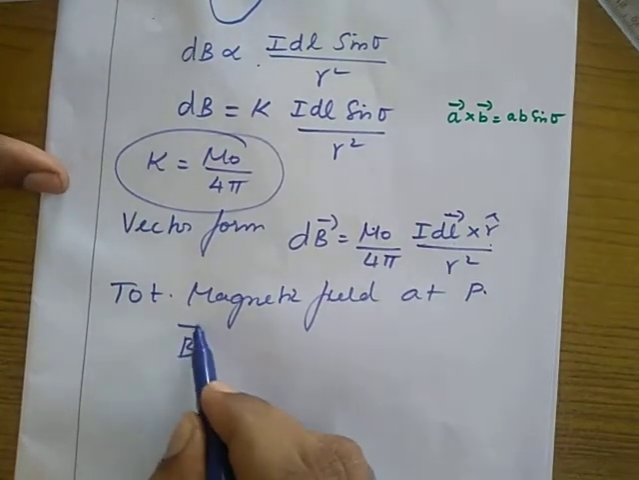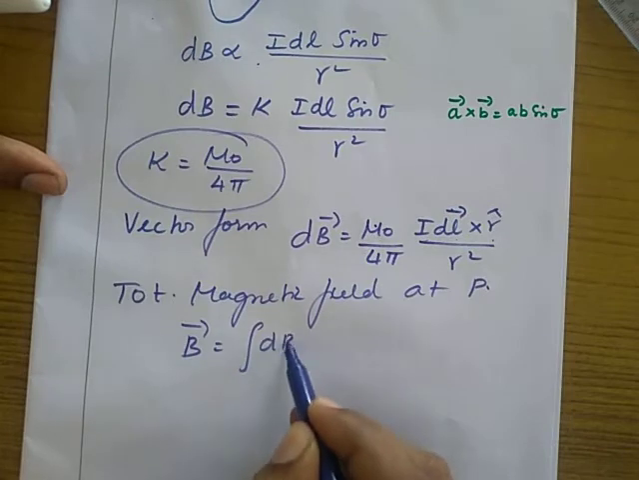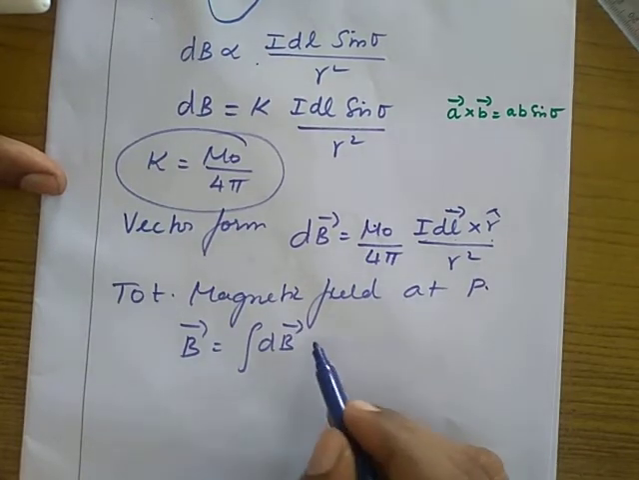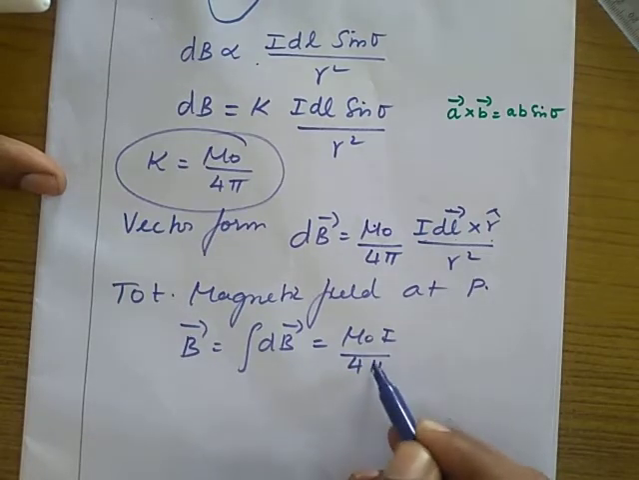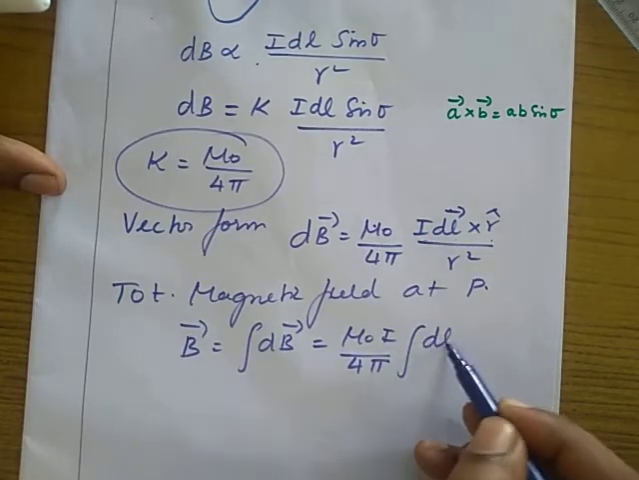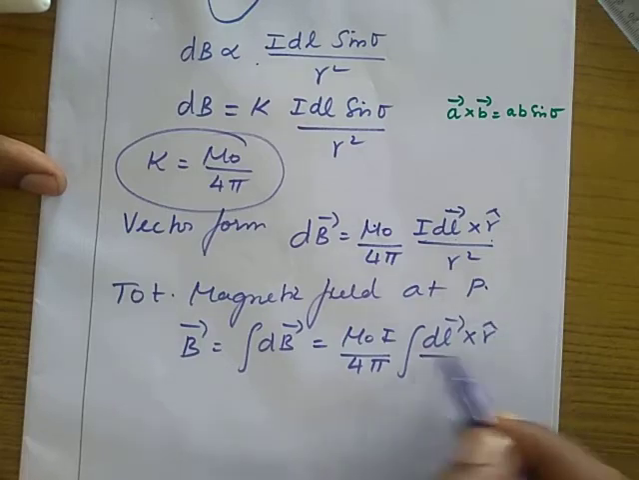Then B vector is equal to the integration of dB vector. Integrating this, we get mu naught I by 4 pi, a constant, integrating dl vector cross r cap by r square.